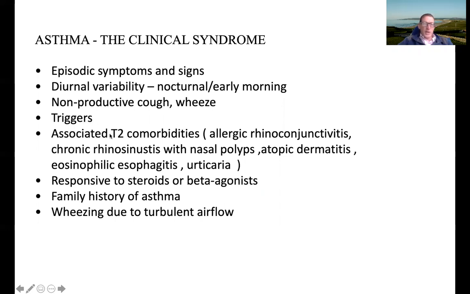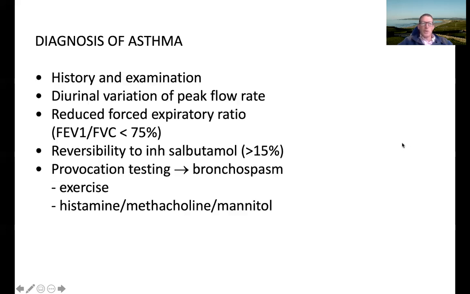You have to ask about the triggers, as I've already said, and also ask about type 2 comorbidities, like allergic rhinoconjunctivitis, chronic sinusitis with nasal polyps, atopic dermatitis, eosinophilic esophagitis, and urticaria. Asthma is responsive to steroids or beta agonists. It's reversible. You should ask about a family history of asthma as well, and ask about whether there's any wheezing due to turbulent airflow throughout the narrow bronchial tube.